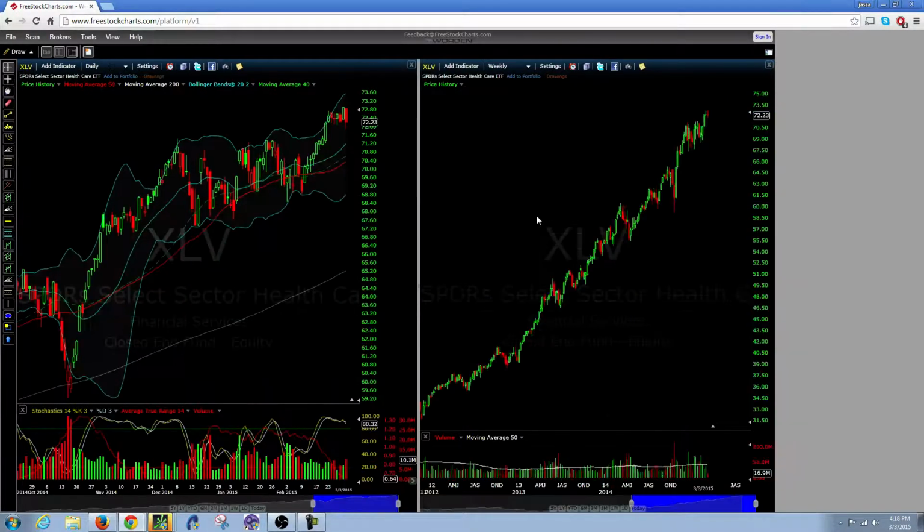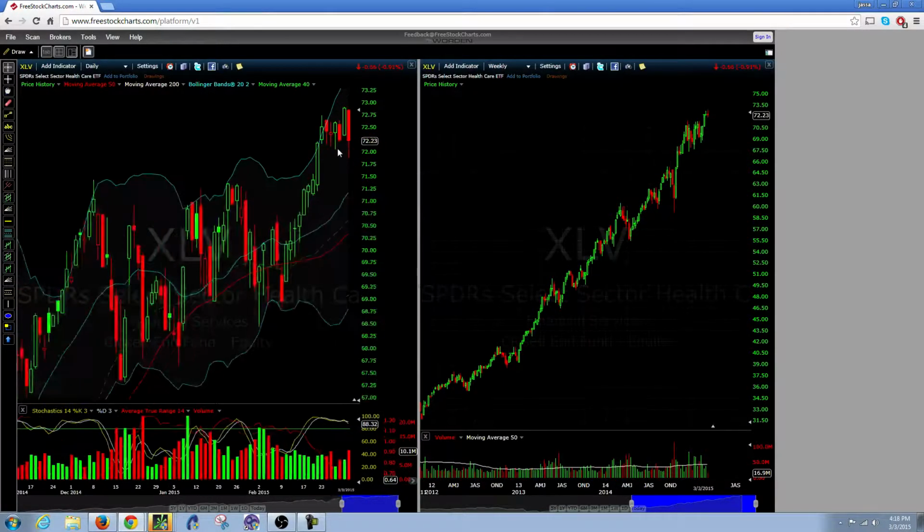XLV is healthcare, also been very strong, as you could see. It's giving a really nice uptrend, right? Most of these sectors we're looking at show a clear, nice uptrend on the daily, with another flag in here, but this candle bothers me, this one. So we'll see. Let me go a little bit deeper.